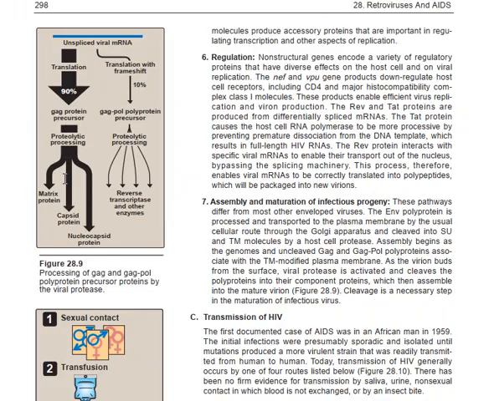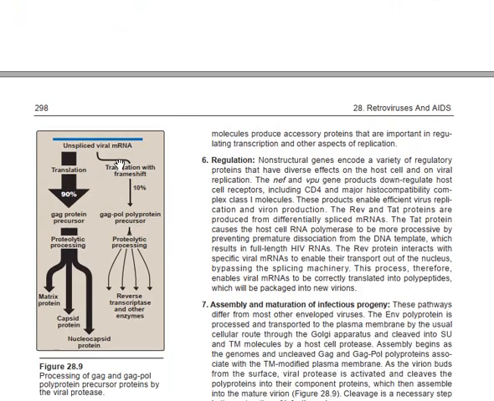Now this diagram here is to show the processing of GAG and the polyprotein precursor protein by the viral protease. So these are the unspliced viral mRNA. In cases where you have viral mRNA, you need to know that in 10% of cases translation is going to occur via the unspliced viral mRNA, while in 90% of cases you are going to have GAG protein precursors. Now in those GAG proteins you are going to have proteolytic processing.